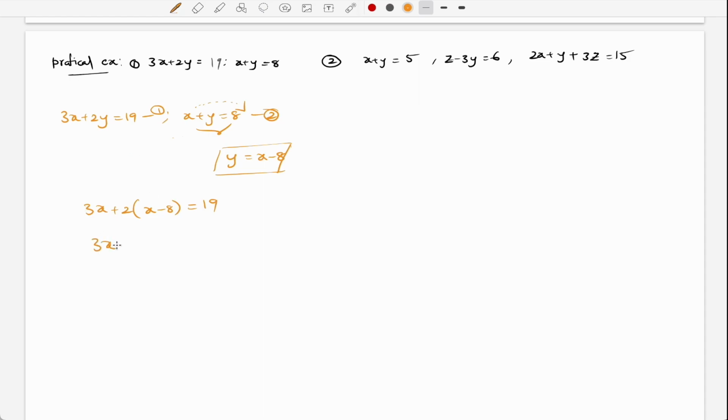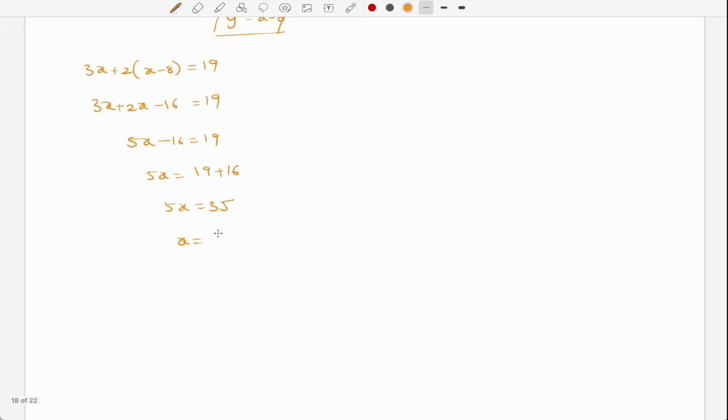So we multiply this out: 3x plus 2x is equal to 5x, and then minus 16 is equal to 19, so 5x is equal to 19 plus 16. If it goes to the right-hand side, we get 19 plus 16, which is 35. To get the x value, if we have a multiplication over here and it comes to the right-hand side, it will divide. So the x value is 7.